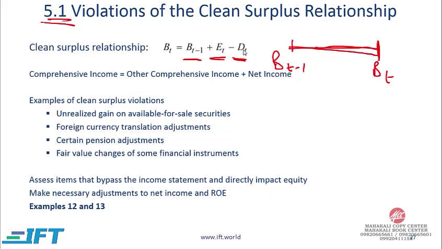Then you need to understand how much of the equity, or the change in equity, is attributed to other comprehensive income. And I hope you remember this relationship from level 1, where we learned that the overall comprehensive income is equal to other comprehensive income plus net income. Net income obviously is coming from the income statement. OCI represents the changes in equity that are not flowing through the income statement.